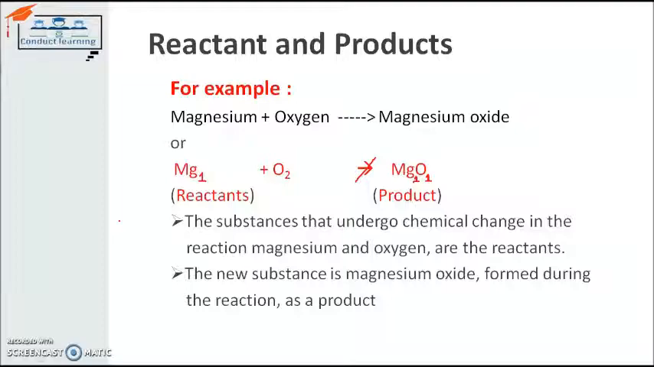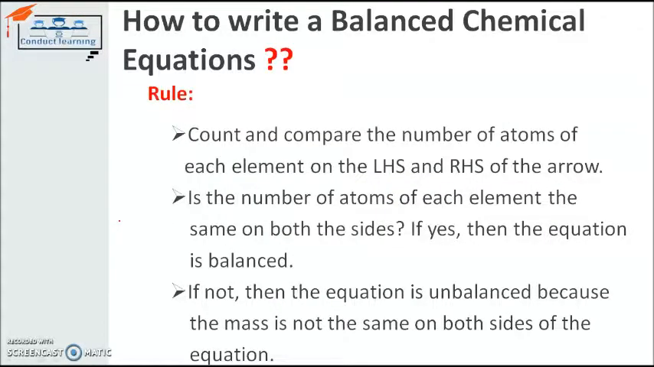Because, as we did in our previous classes, the law of conservation of mass says that mass can neither be created nor destroyed. The mass should be constant. As the energy law says, energy can neither be created nor destroyed. In the same way, the law of conservation of mass says the mass should be constant even after a chemical reaction, right? So the mass of the reactants should be equal to the mass of the products, and the rule is not being followed here. So that's why we can say the equation is unbalanced.